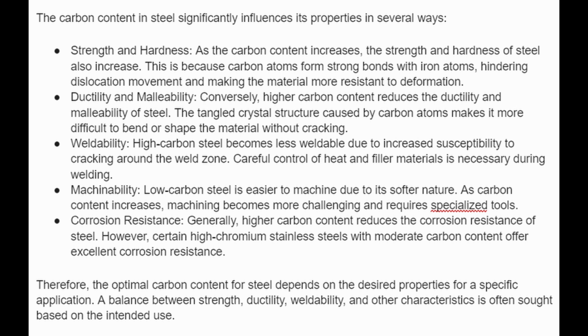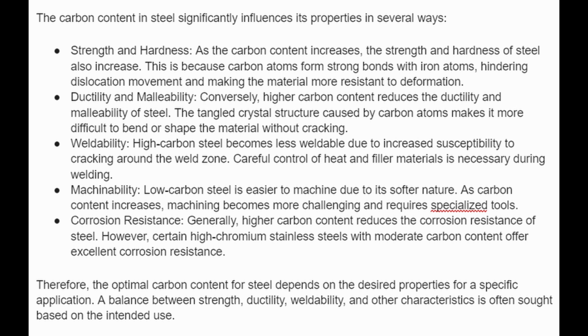The tangled crystal structure caused by carbon atoms makes it more difficult to bend or shape the material without cracking. Weldability. High carbon steel becomes less weldable due to increased susceptibility to cracking around the weld zone. Careful control of heat and filler materials is necessary during welding.